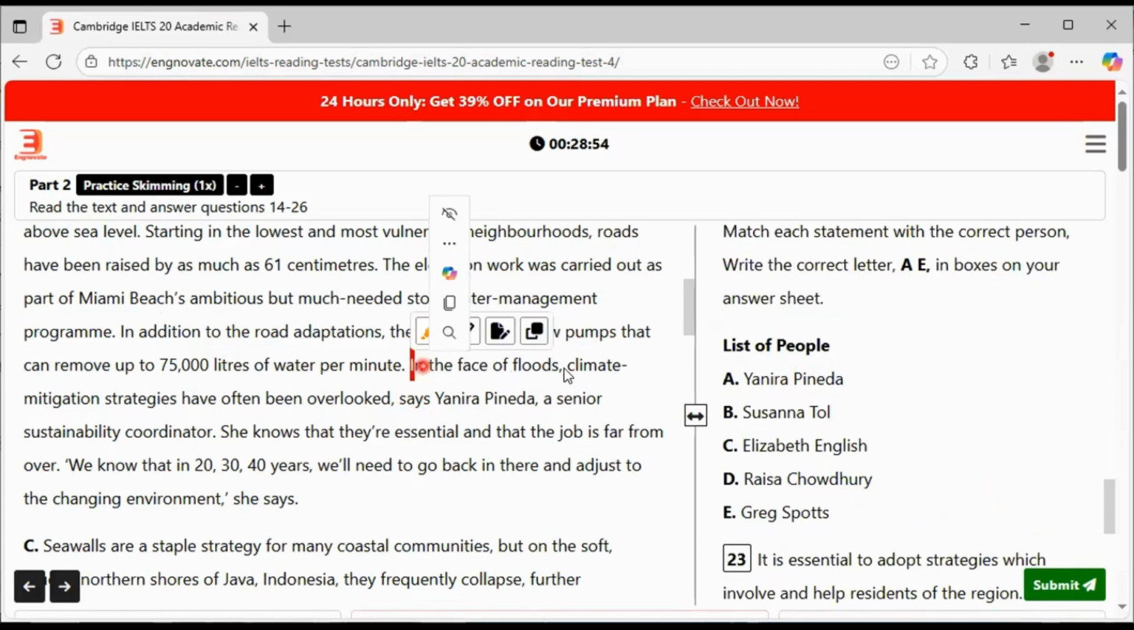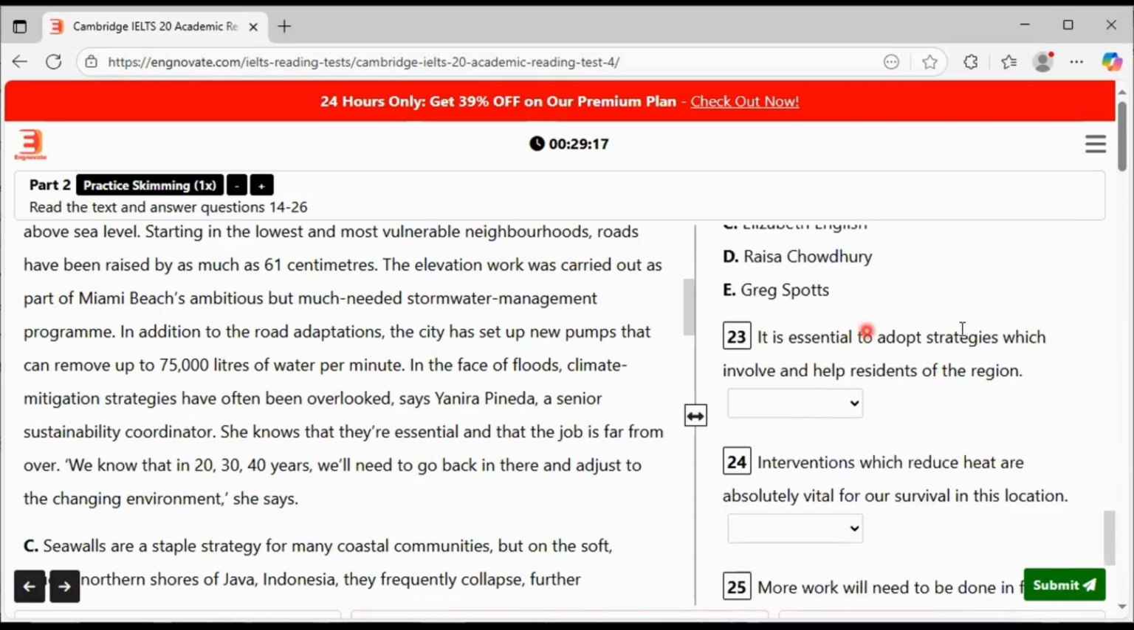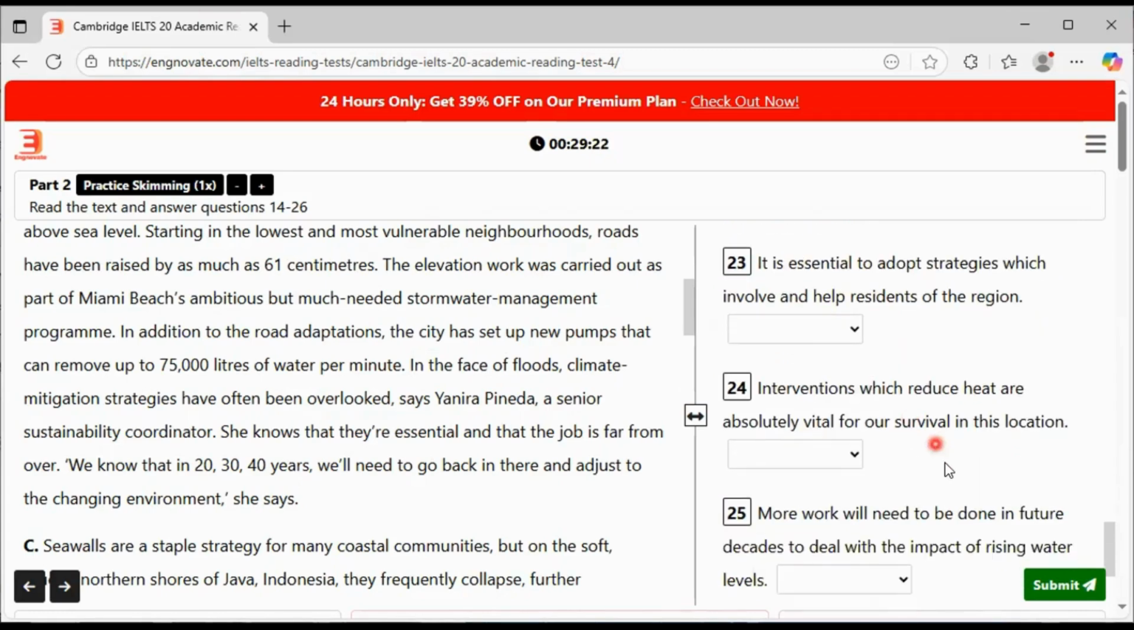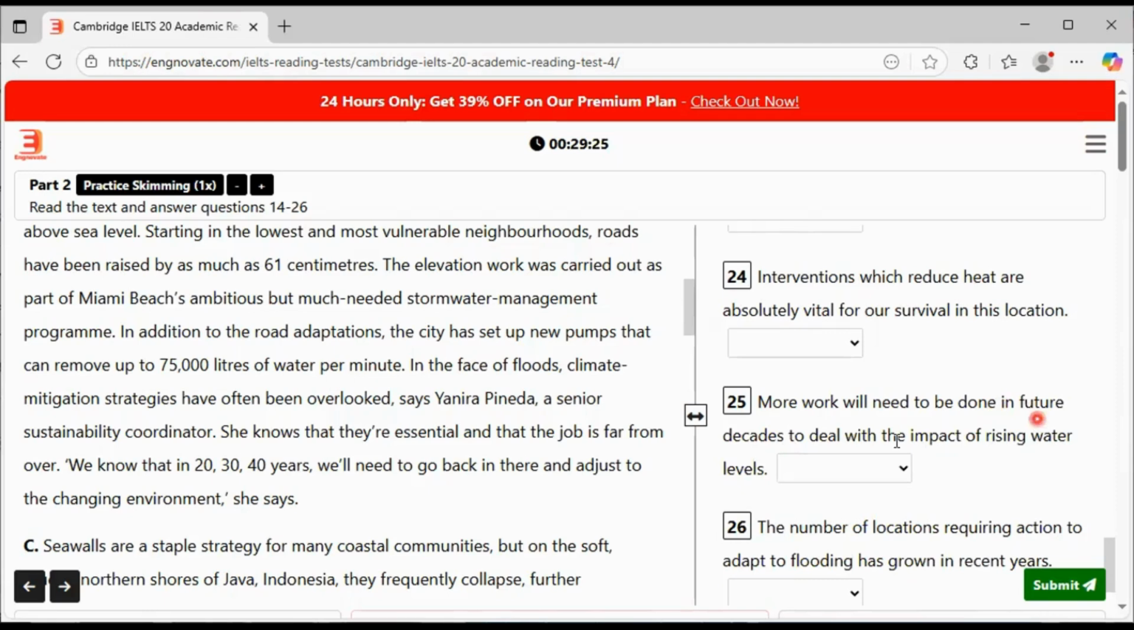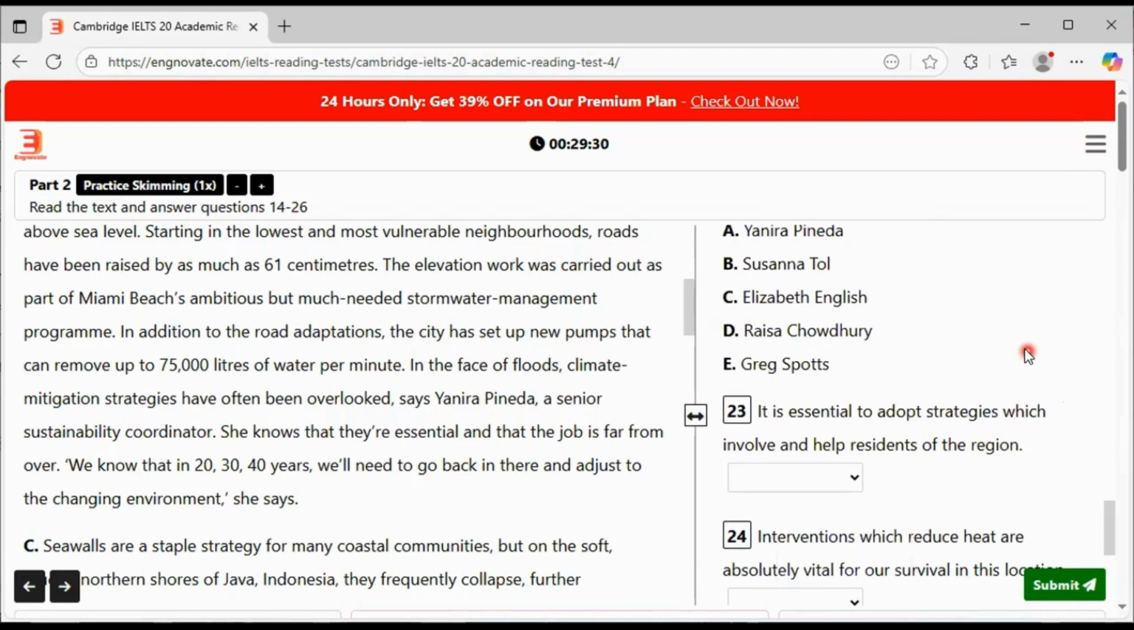In the face of floods, climate mitigation strategies have often been overlooked, says Yanira Pineda. She knows that they are essential and that the job is far from over. We know that in 20, 30, 40 years, we'll need to go back in there and adjust to the changing environment. Okay, so let me see the statements. It is essential to adopt strategies which involve and help, no. Interventions which reduce it, no. More work will need to be done in the future decades. Yes, that's Yanira. That statement, that's option A.